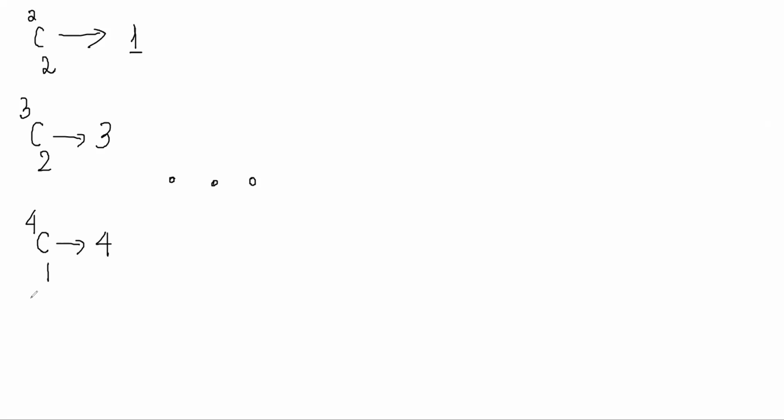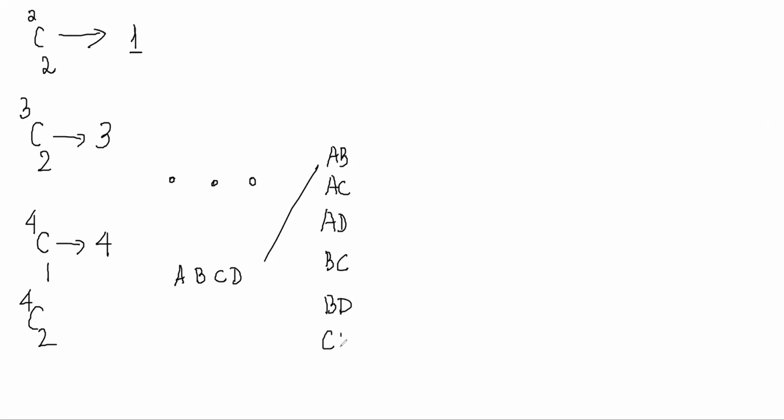4C2, let's say A, B, C, D, you have to select 2 things, right? So let's write down what are the possible 2 things: AB, AC, AD, BC, BD, and CD. So 4C2 should be 6, right? 4C2 is 6 because out of 4 things to select 2 things, there are 6 possible combinations, right?